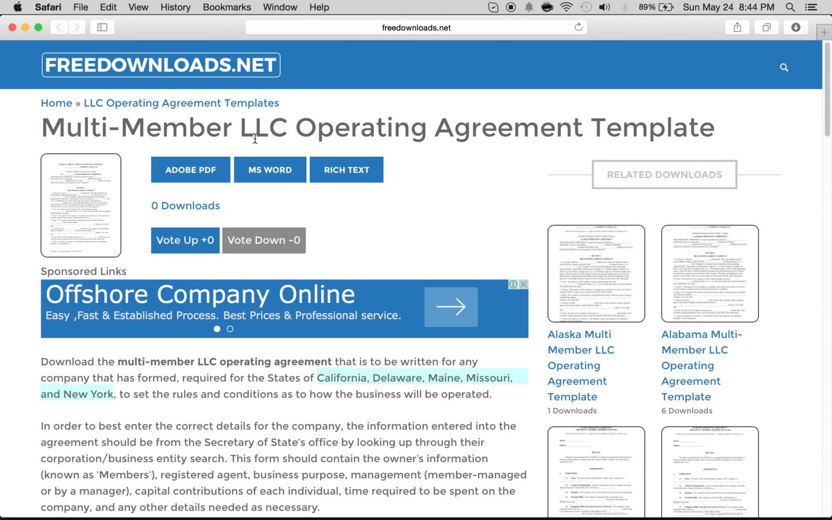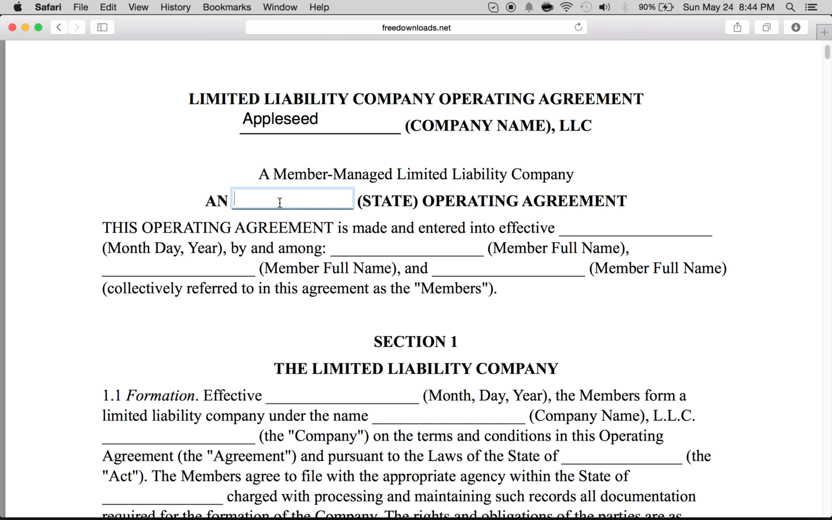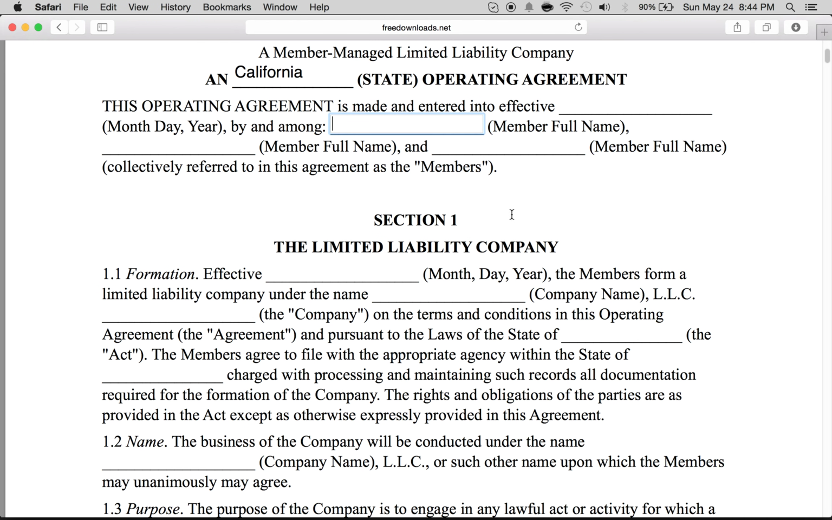So the easiest one to fill in is probably the Adobe PDF, but if you're really technical and there's a lot of quirky things going on with your LLC, you want to download either the Microsoft Word or the rich text format. So getting into the Adobe PDF form, we're just going to enter the company name. We'll just call it Appleseed LLC. And let's say it's operating in the state of California. This agreement is made, as you can see from the date on my calendar, on May 24th, 2015.